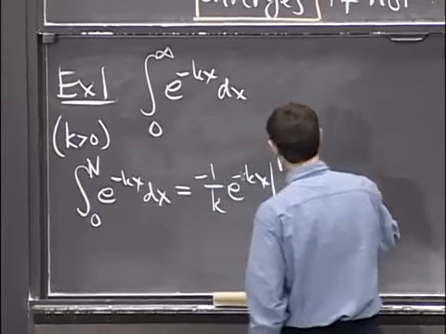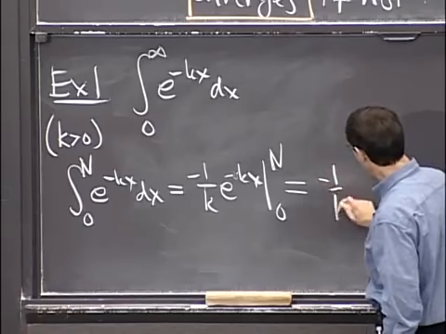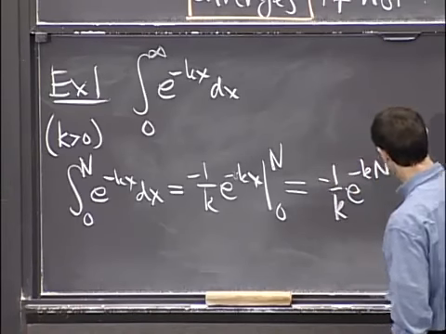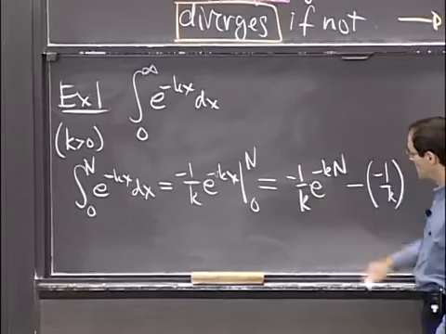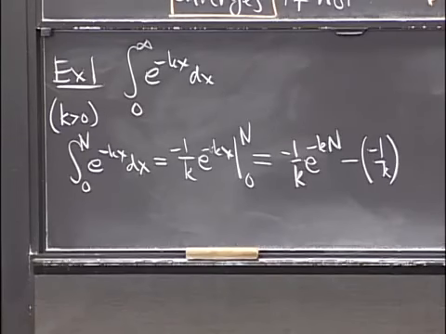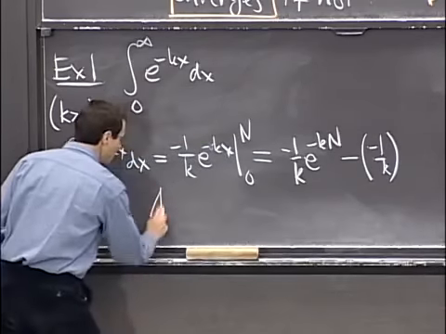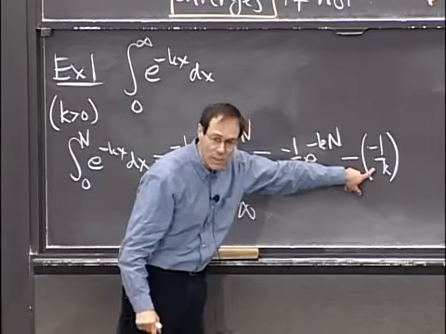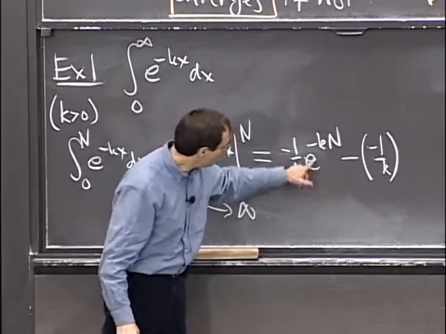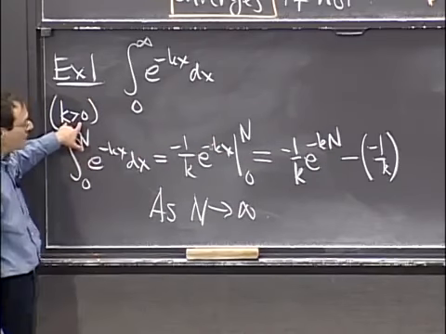And that, if I plug in these values, is minus 1 over k e to the minus k capital N, minus, and if I evaluate it at 0, I get a minus 1 over k times e to the 0. All right? So there's the answer. And now we have to think about what happens as n goes to infinity. As n goes to infinity, the second term stays unchanged, but the first term is e to some negative power, and the exponent is getting larger and larger. That's because k is positive here.